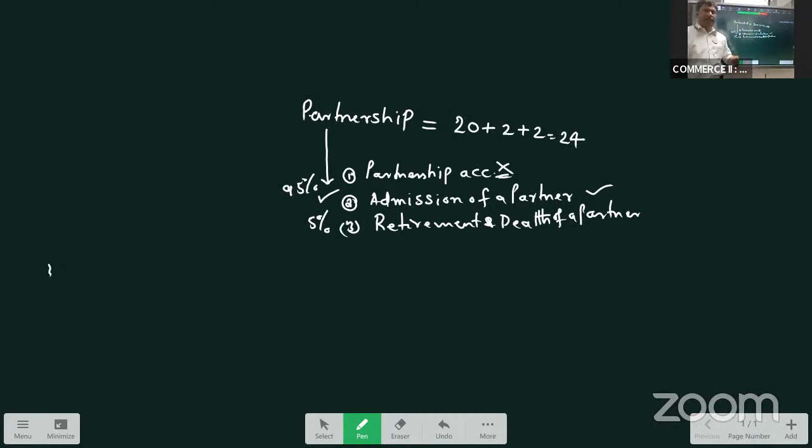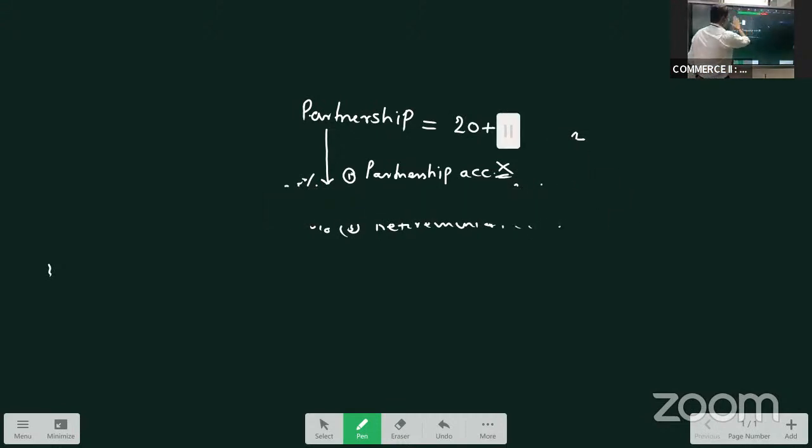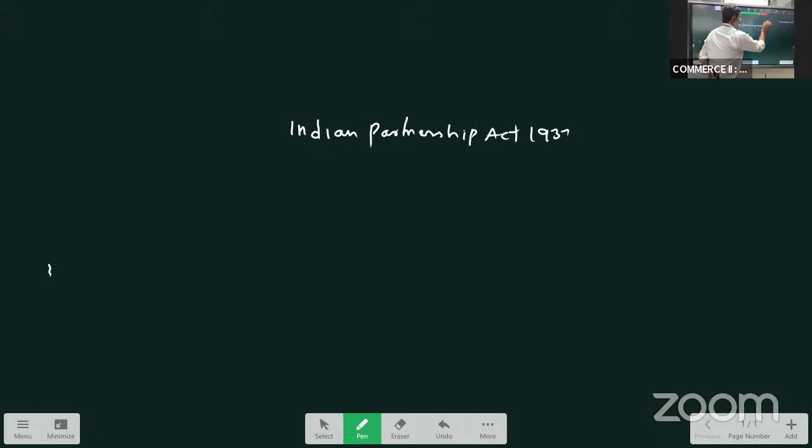Before we actually go into admission of a partner, I'll give a brief about what a partnership firm is. All the partnership firms in India are governed by the provisions of the Indian Partnership Act 1932.